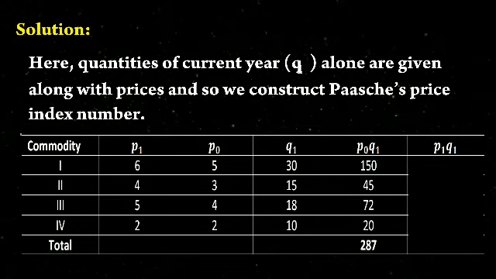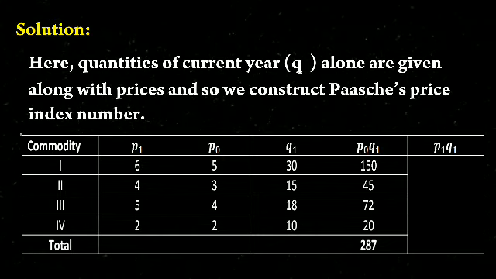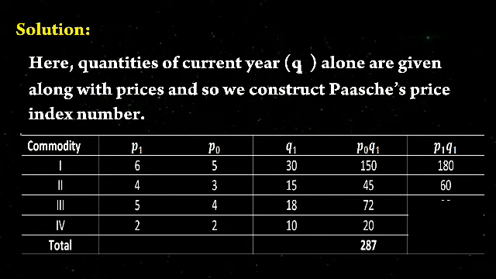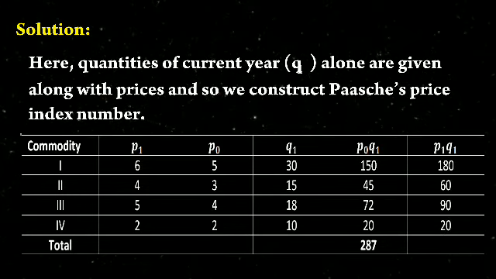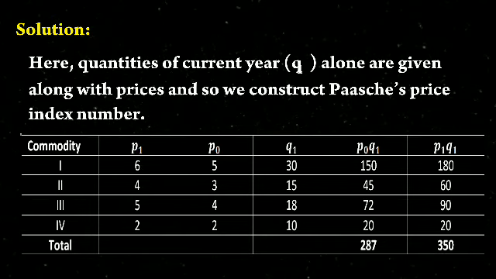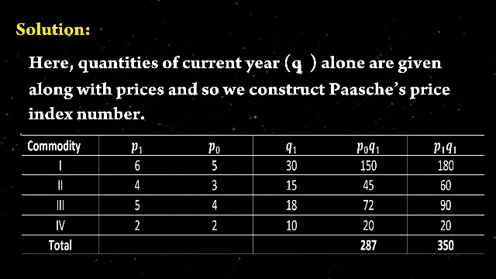Next column P1 into Q1. First value 6 into 30, 180. Next value 4 into 15, 60. Compute the other two values and find the sum total of the column, which is 350. After that, the next step is to construct the index number.